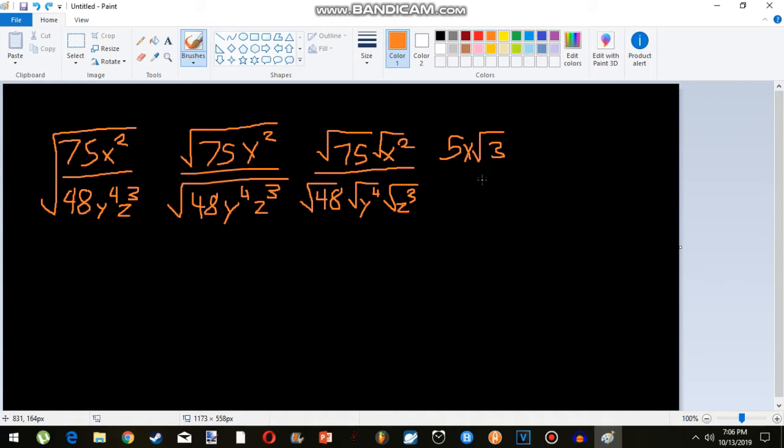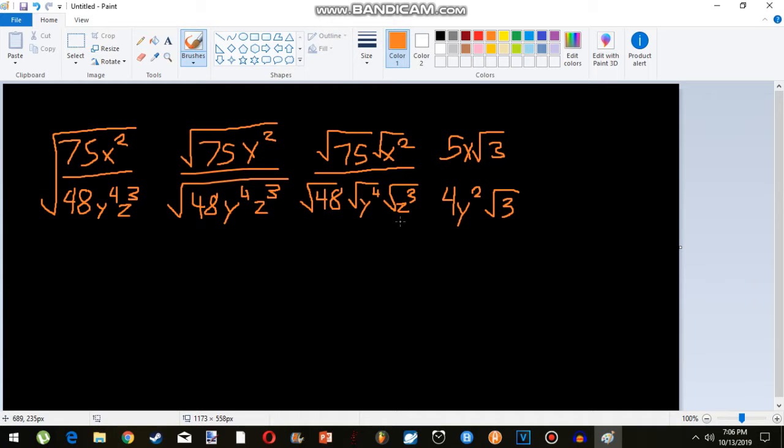Now we have 48. Divide that by 2, 24. That's not a perfect square, so let's try number 3. Now it's 16. What's the square root of 16? 4. Let's put 3 to the side again. Now we have y to the 4th power. 4 divided by 2, we have 2. So it's y squared.